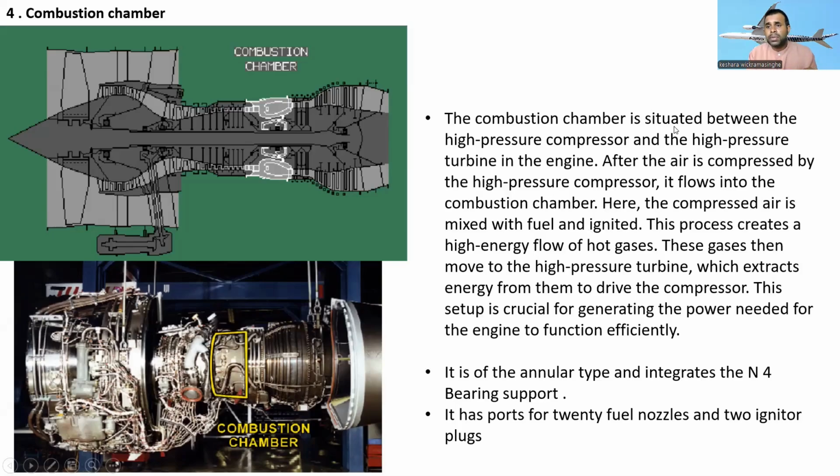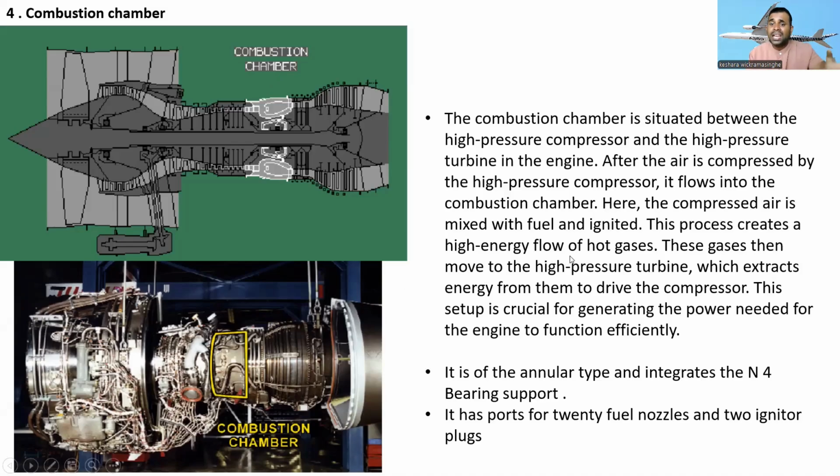All right. The combustion chamber is situated between the high pressure compressor and the high pressure turbine. Remember, it is located in between the high pressure compressor and the high pressure turbine in the engine. After the air is compressed by the high pressure compressor, it flows into the combustion chamber. Here the compressed air is mixed with the fuel and ignited.